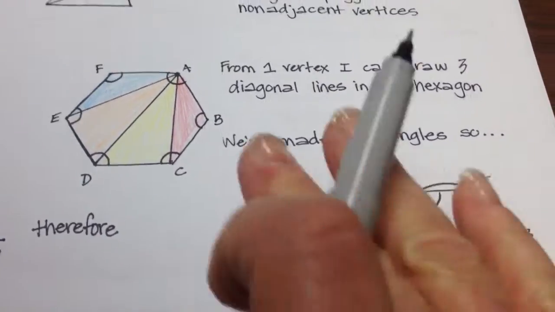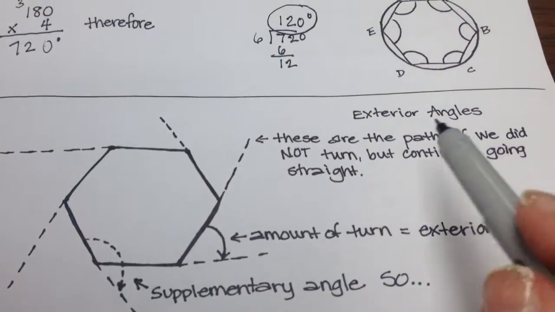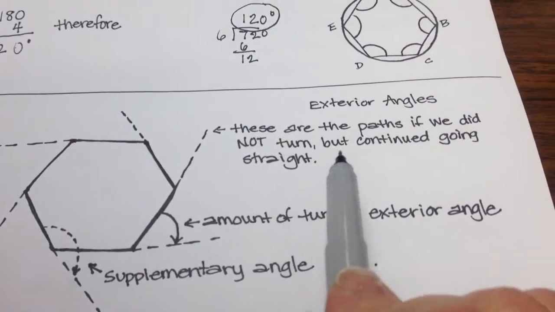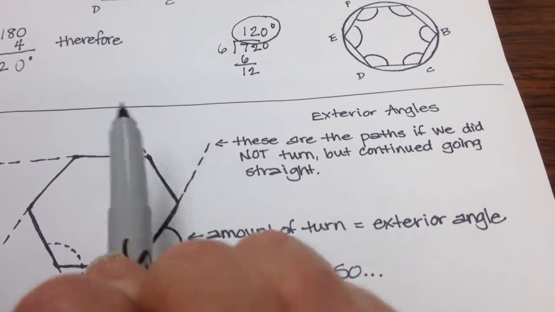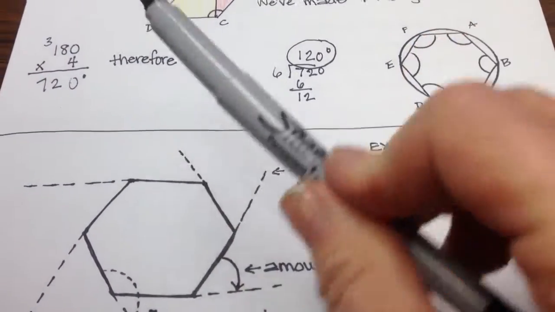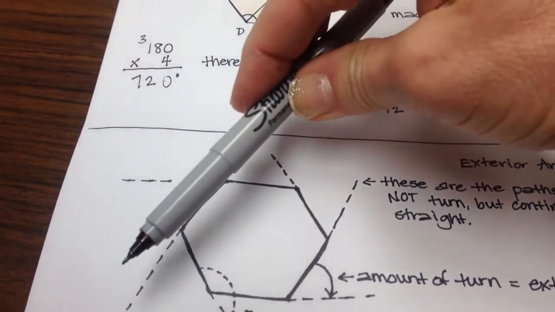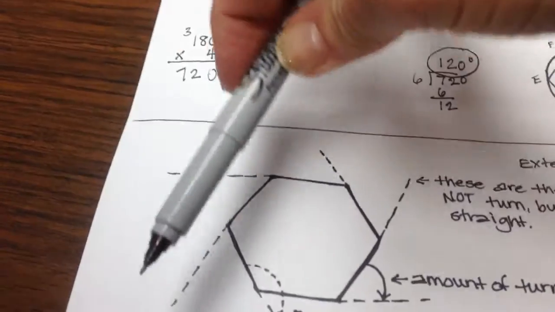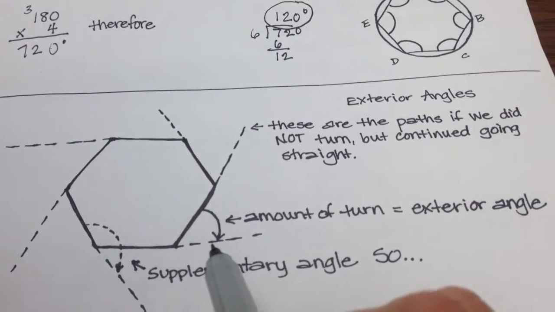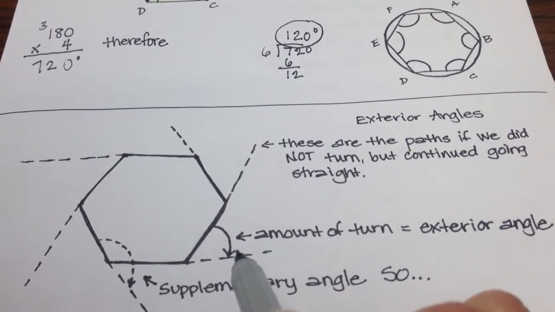Now, those are diagonals and interior angles. What if, don't get scared, what if we're talking about exterior angles? These dotted lines would be the paths we would take if we did not turn but continued going straight. I didn't turn, I went straight. Same thing here. I did not turn, I went straight. All of these out here, this is the amount of the turn. That's called an exterior angle because it's not inside, it's outside, so exterior.